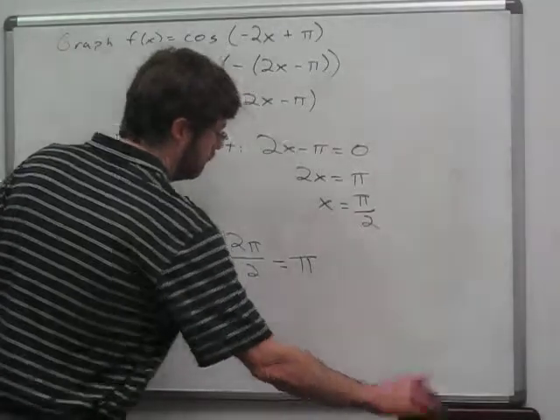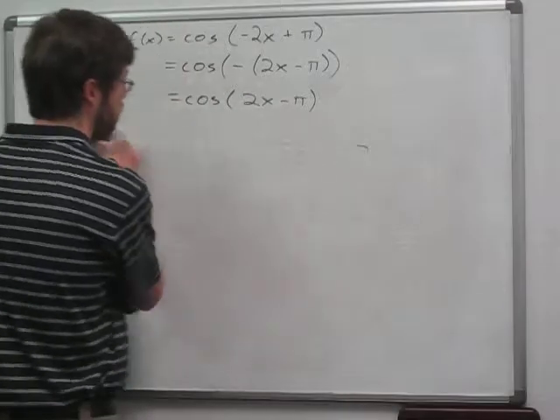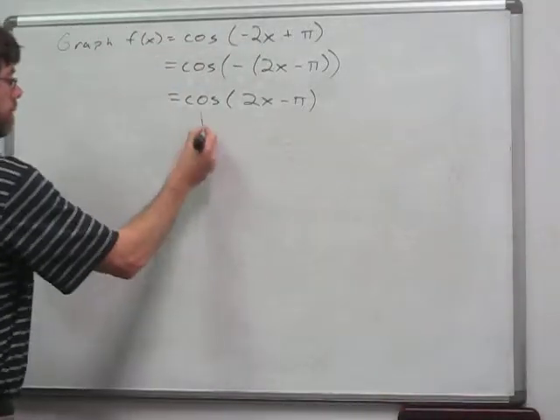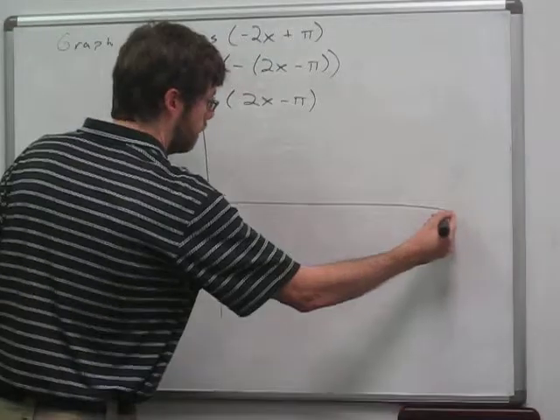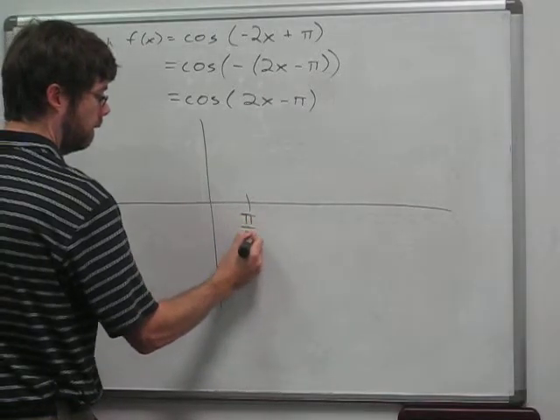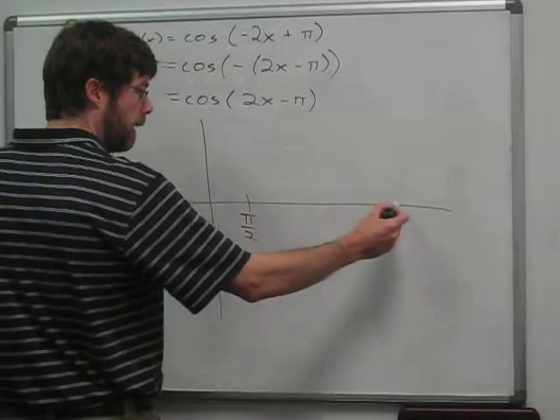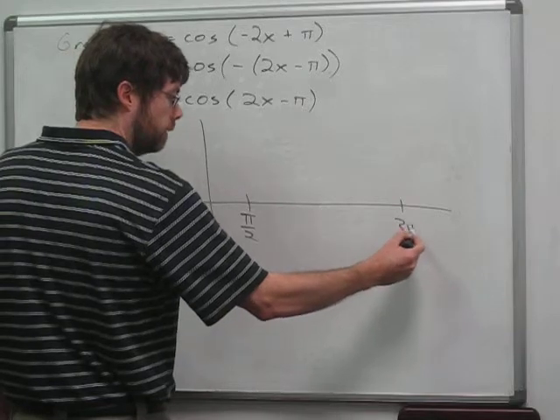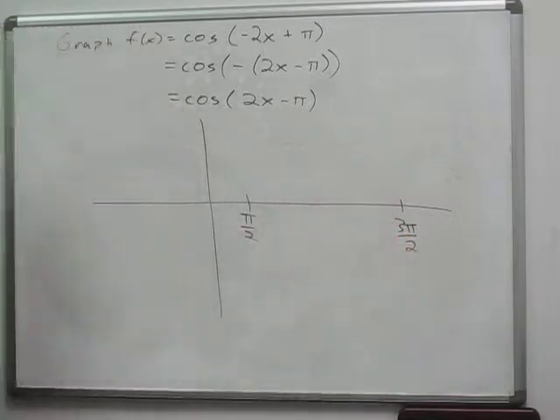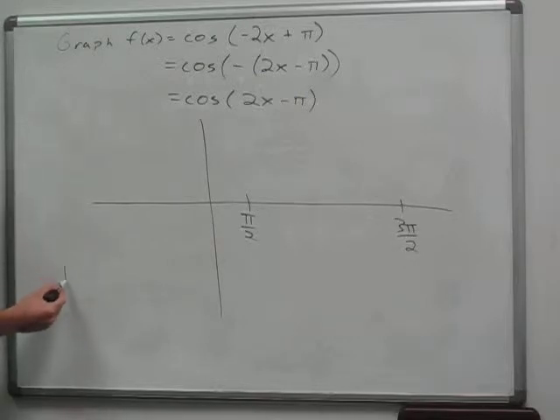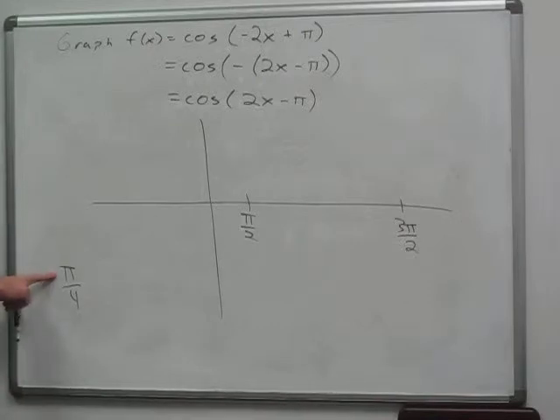So let's look at the graph. So I'll mark off my phase shift of pi over 2. And then I have a period of pi, so my first cycle is going to go up to 3 pi over 2. Right? And I want to chop my period into quarters. So that's going to be, my period was pi, so quarters are going to be pi over 4.